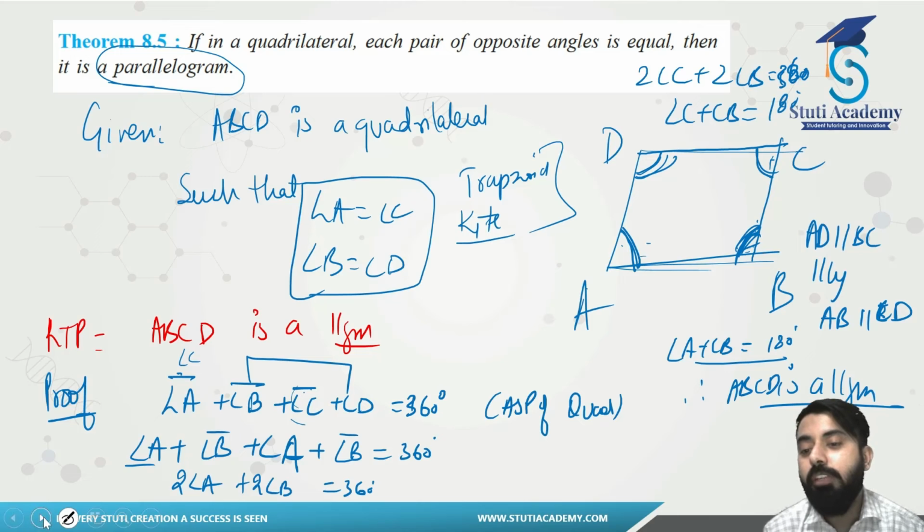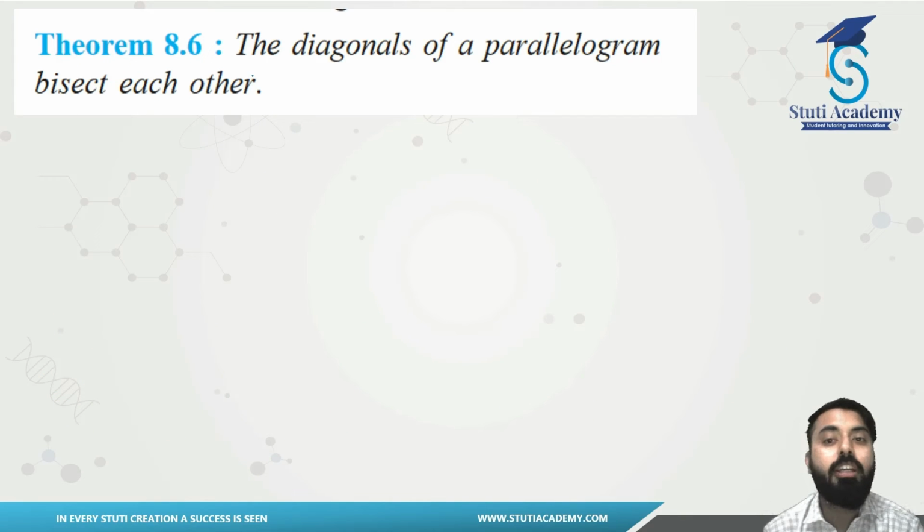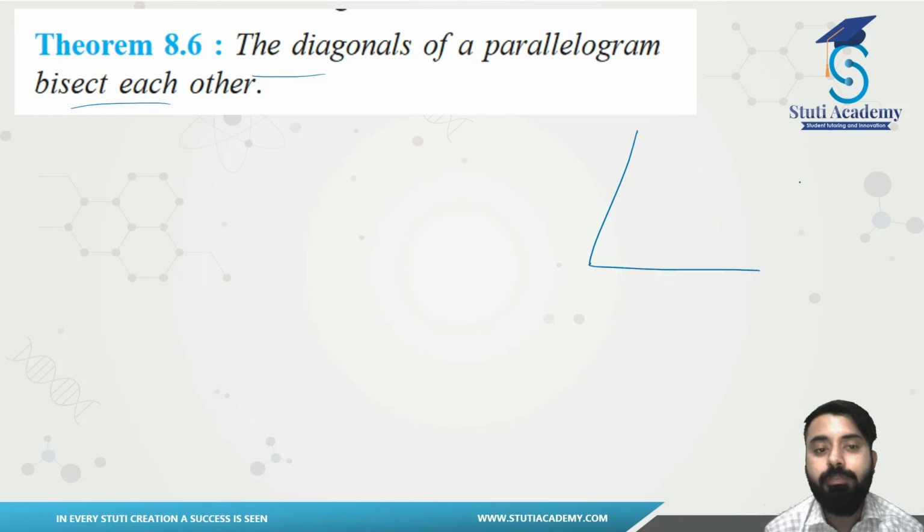Now let's move forward and see our theorem 6. It states that diagonals of a parallelogram bisect each other. Now we have been given that we have a parallelogram ABCD.